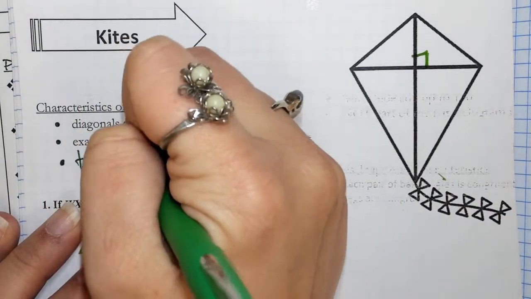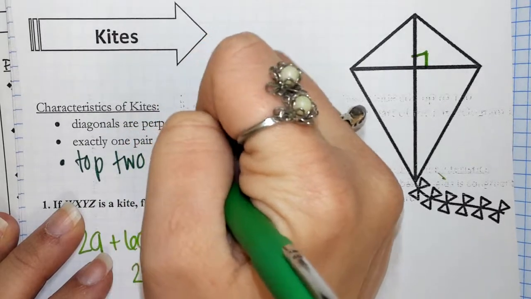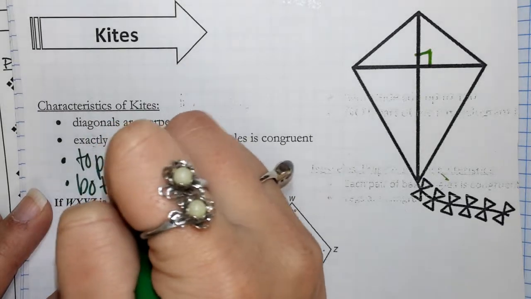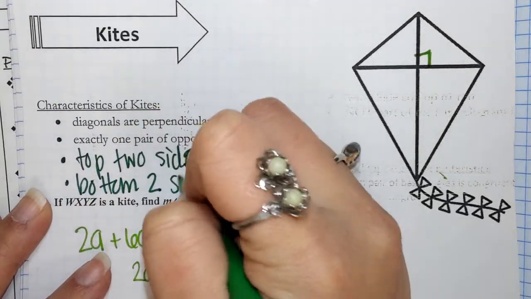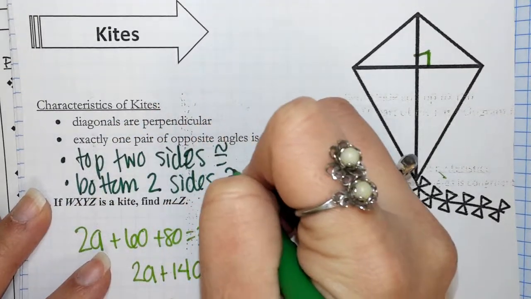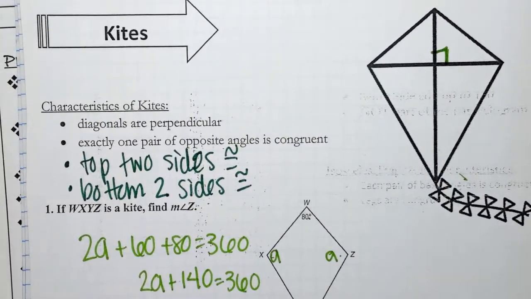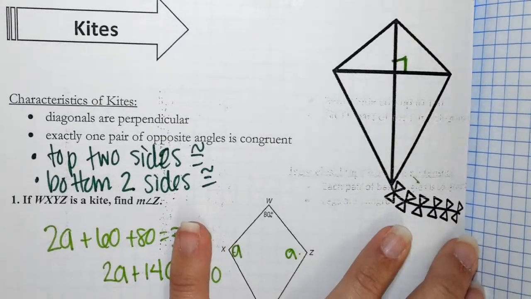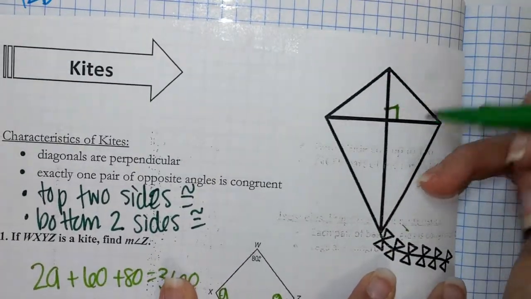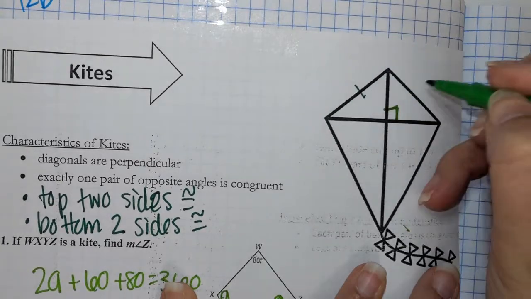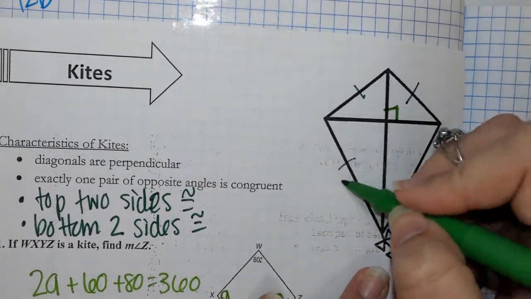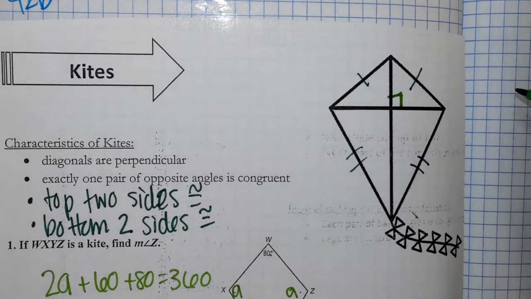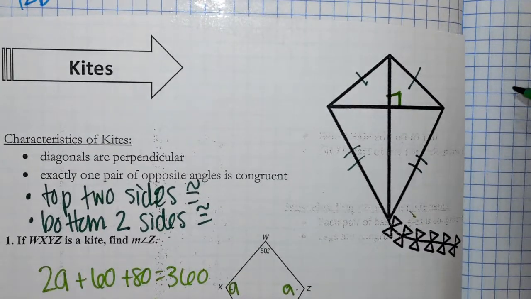So top two sides congruent, and your bottom two sides are congruent. So that means that we need to put what on the top two sides? One tickie. And on the bottom? Two tickies. And what do the tickies mean? And what does the word congruent mean? That they're equal or the same.